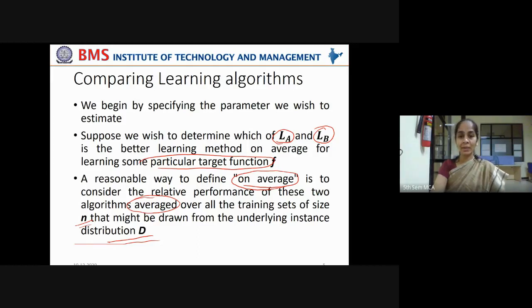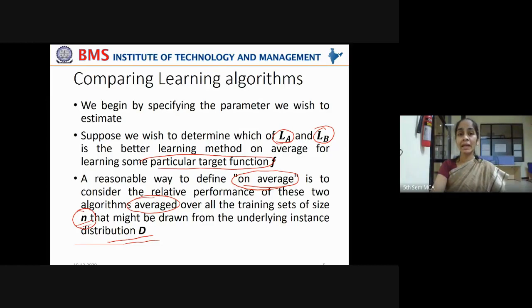That is why I'm writing long sentences and emphasizing each and every word so that you understand the essence behind that sentence. Okay, students, so listen carefully. A reasonable way to define on average is to consider the relative performance of these two algorithms. Relative performance, how one is performing with respect to the other. Okay, averaged over all the training sets of size n.